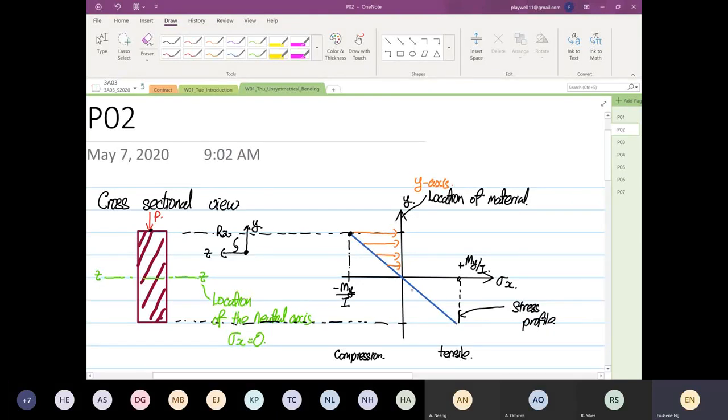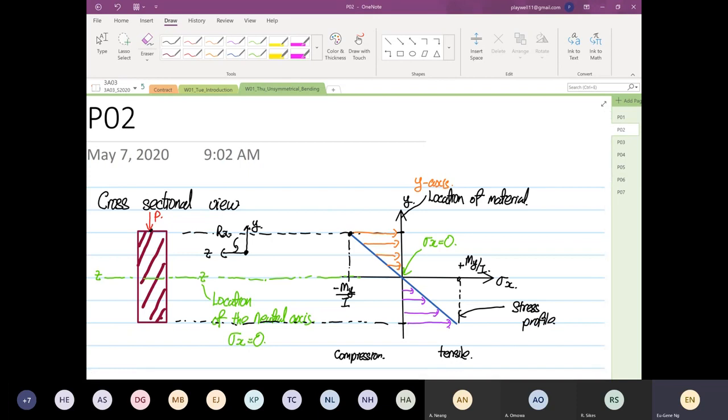Tensile, so it's pushing away, right? So from the material, it's pulling away. This is in tensile. So this is how you draw your stress profile of the cross-sectional view in the x direction. Okay, and what you can see over here at the neutral axis, right? So this is the location of the neutral axis. We realize that stress x is also equal to 0. Okay, so this is how you sketch.